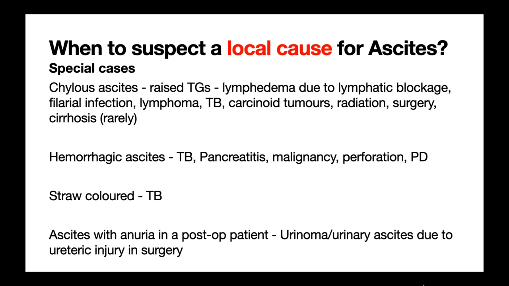And the common causes are lymphedema due to lymphatic blockage. This may be because of tumors invading the lymphatics or lymph nodes compressing on the lymphatics. Then the filarial infection, where the adult worm lies in the lymphatics and blocks the lymph channels. Then lymphoma. Tuberculosis can also present as chylous ascites. Carcinoid tumors are a notorious cause for chylous ascites. Previous radiation can damage the lymphatics. Previous surgery can damage the lymphatics. The lymphatics may be tied off. Then rarely cirrhosis.